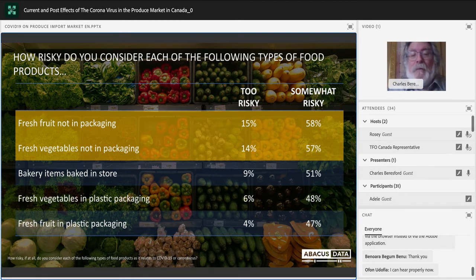Bakery items baked in store, right? 9% say too risky. 51% think they're somewhat risky. Fresh vegetables in plastic packaging, even in plastic packaging, 6% too risky, somewhat risky 48%. Because of course, even though you package the goods, people are still going to the stores handling stuff, right? Fresh fruit in plastic packaging is the same thing: 44% too risky, 47% somewhat risky.